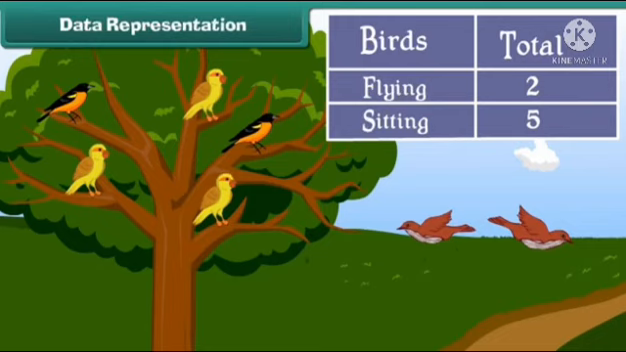Children, now you can see in this image, there are total 7 birds, out of which 2 are flying and 5 are sitting on a tree.